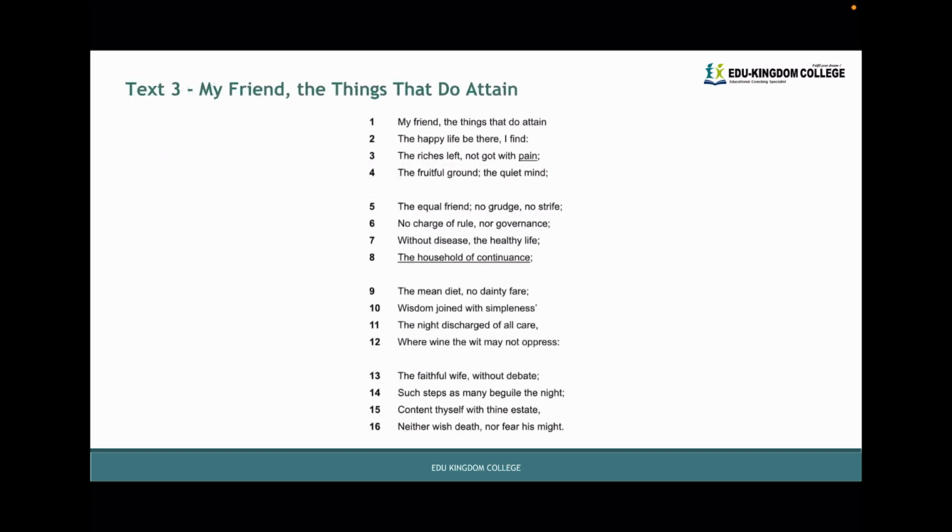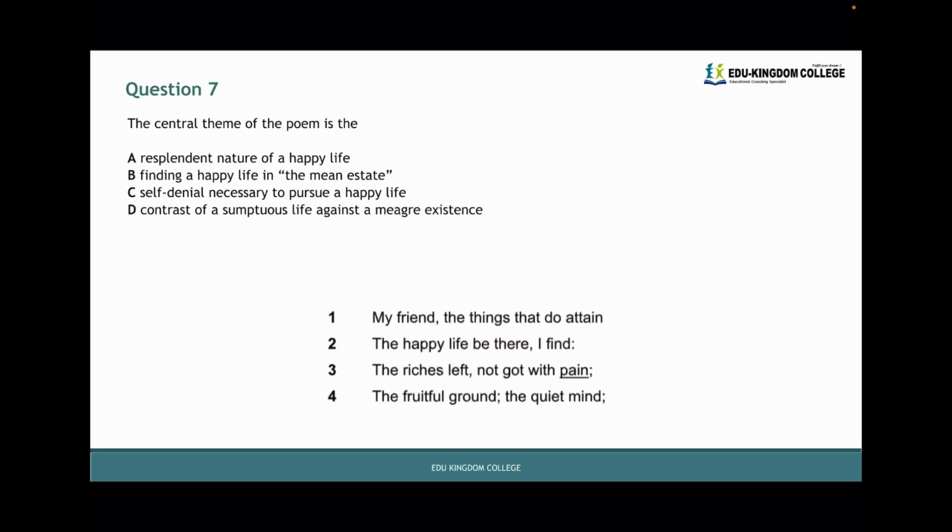For our third text, we have a poem called My Friends, the Things That Do Attain. So in this poem, they talk about having a nice life in a wonderful area, right? In this area, we have the characters surrounded by very lovely nature, and they also talk to someone called my friend, which we can assume is perhaps the audience or maybe even another character. So let's get started with the questions.